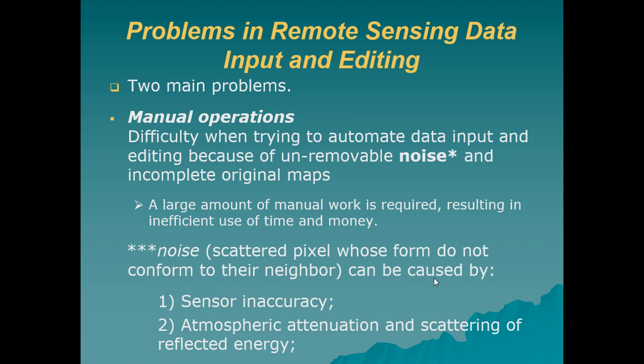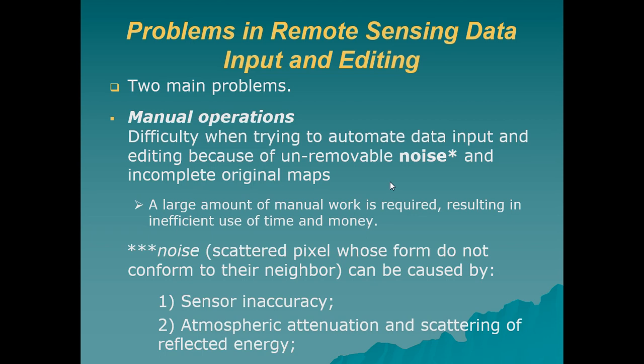So what problems can arise in terms of inputting and editing remotely sensed data? There are two main problems that we will identify here. The first one involves problems that can come out of the manual operations. When you collect the data, it has to be manipulated and cleaned up. Any kind of GIS data you get, remember, you always have that stage of editing in order to clean up errors.